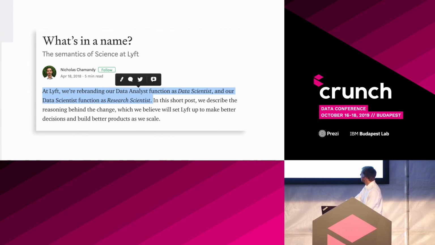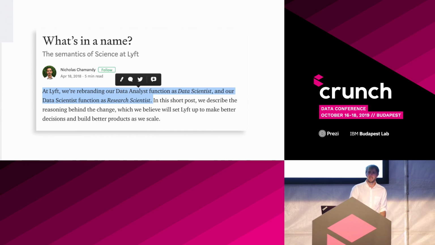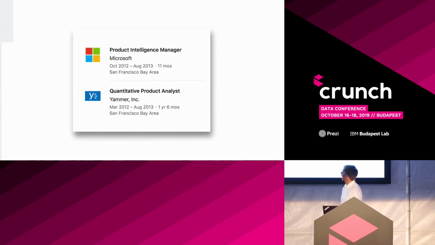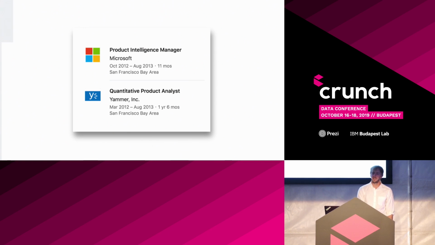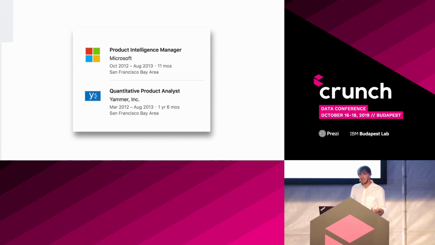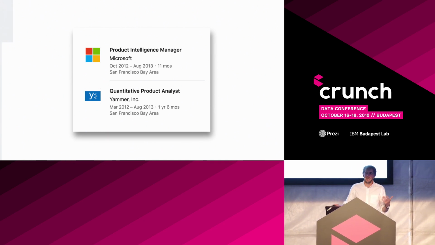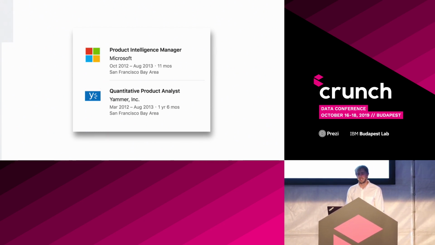Data science at Lyft actually recently rebranded data analysts to be data scientists and data scientists to be research scientists. You may be asking again, what do these people do? What is a research scientist that used to be a data scientist? Nobody really knows. This is actually my LinkedIn page. I used to work at Microsoft and Yammer, which was a startup that was bought by Microsoft. I was effectively a data scientist or data analyst. I don't actually know which one, but my title was quantitative product analyst and product intelligence manager. So these were the titles that Microsoft was using to describe this role. And again, there's not a lot of clarity in terms of what these things mean.